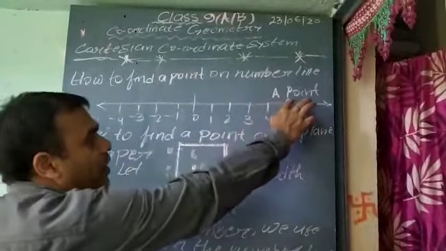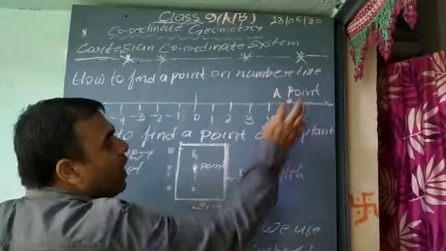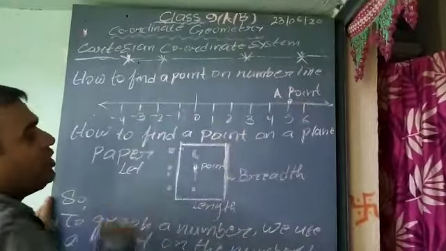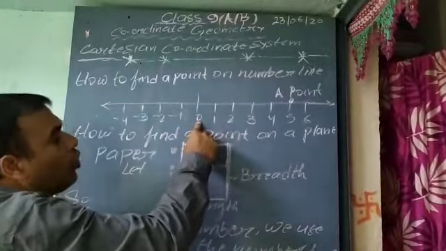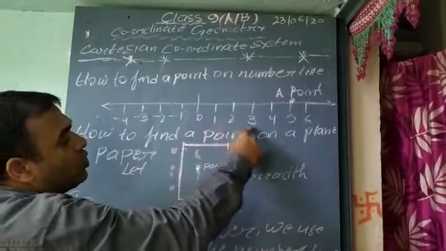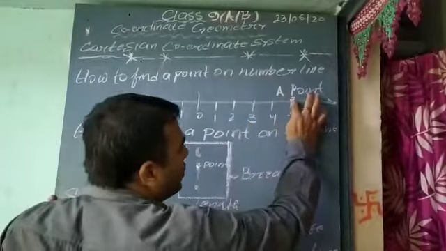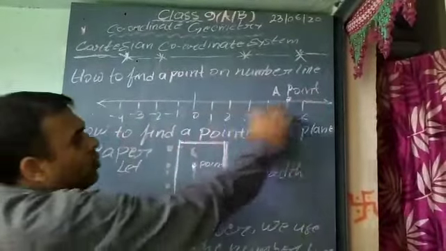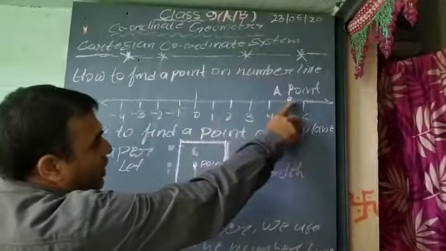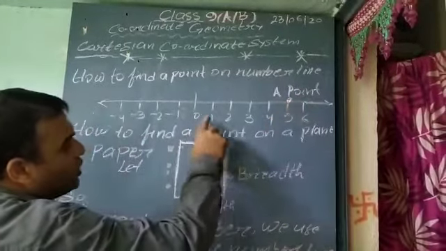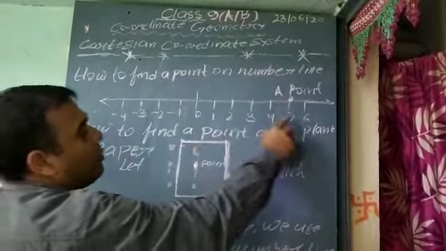Let point A be on a number line, shown at the position 5. This is the origin, 0, and from the origin we mark 0, 1, 2, 3, 4, 5. It is a number line system, and we have denoted a point at the position 5. It is in a particular direction, at a distance from the origin 0 of 5 units.